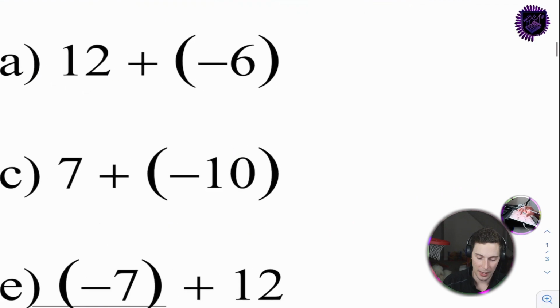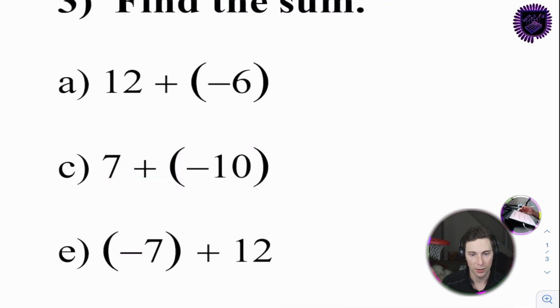All right, back to adding. The numbers are getting a little bit larger. So we're going negative 6, or 12 plus negative 6. We're adding a negative. Find the difference, or think of it as subtracting 6.